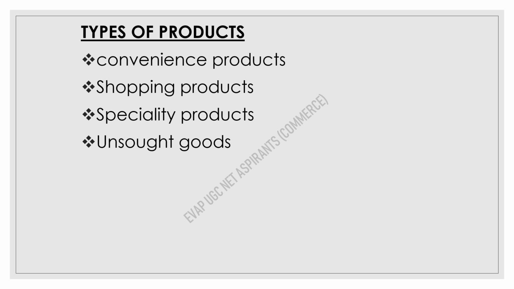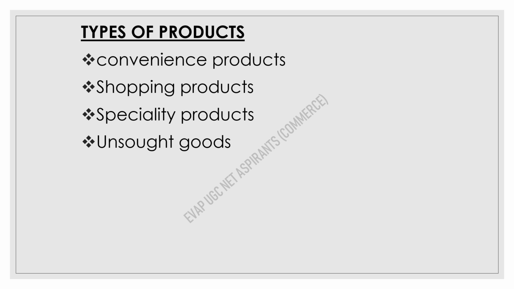For example, all the electronic accessories, electronic gadgets, all these are shopping products. Then next is specialty products. What are specialty products? Products with unique features. They are only for certain customers. These products are available only for certain customers because they have unique features. For example, designer clothes, then high-end cars. These are used only by certain customers. So these are called specialty products.